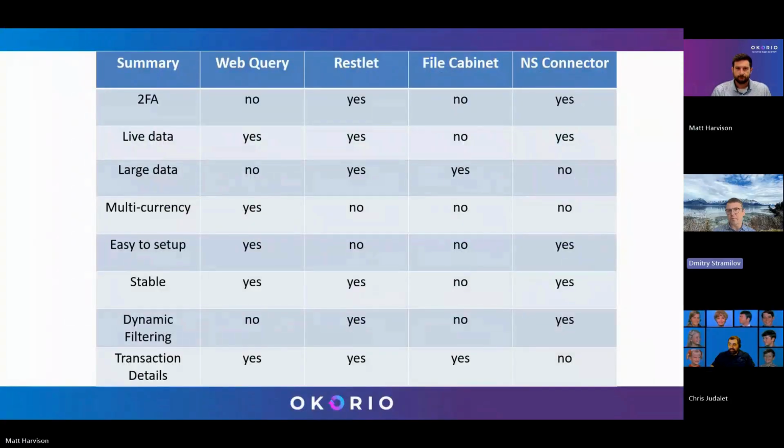Yeah, so I think there are four main methods that we use. The first one would be the top choice, web query. The next one would be the Restlet, which would be just a scripted JavaScript. We see also file cabinet, which would be the legacy approach, where we have limited support, and of course we have the NetSuite out-of-the-box connector. And I guess let's just go one by one, from top to bottom, and see why we select one method versus another.